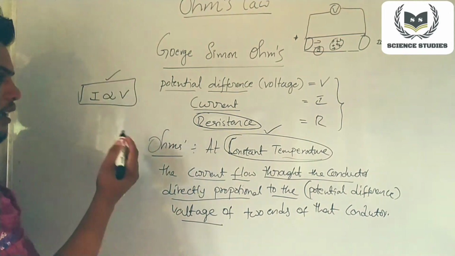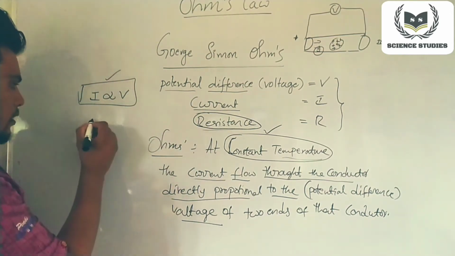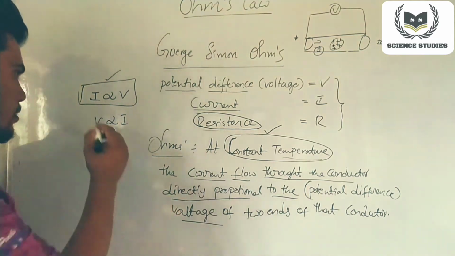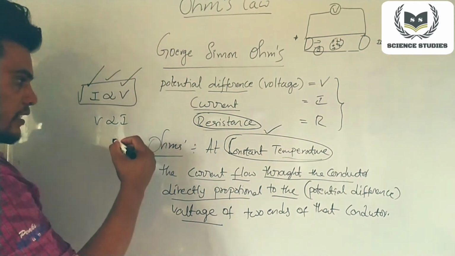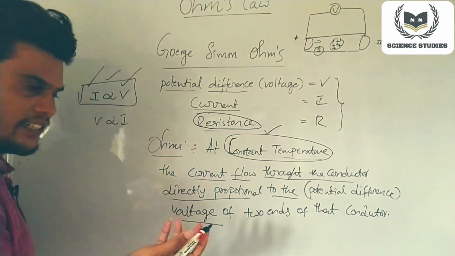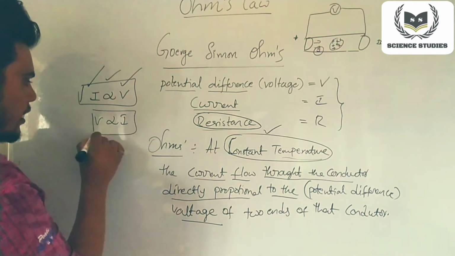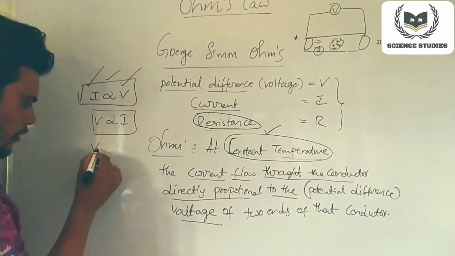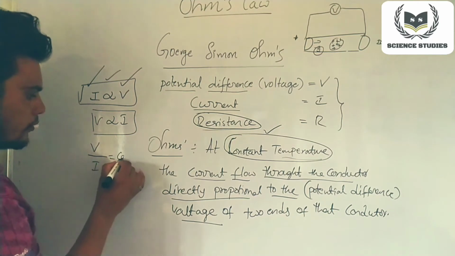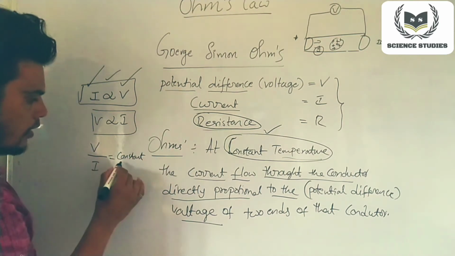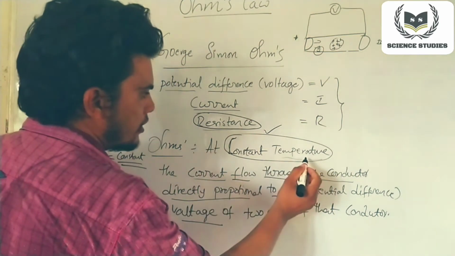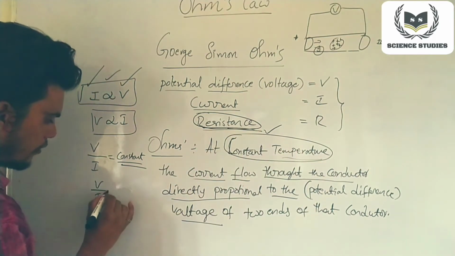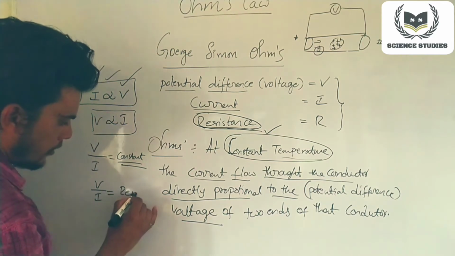So we can rearrange this equation in this form also. Voltage is directly proportional to the current, meaning if current increases, voltage increases, and if voltage increases, current increases. That's it. So from this we can write voltage V and current I. The ratio of voltage V and current I is equal to a constant. I said constant, constant temperature, means nothing but resistance. So we can write V by I equal to resistance.